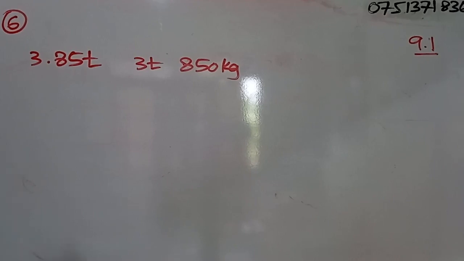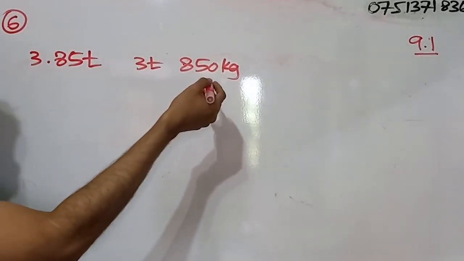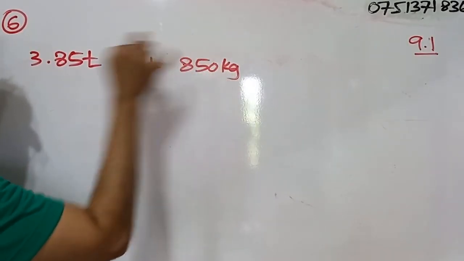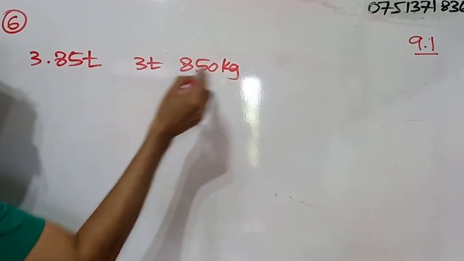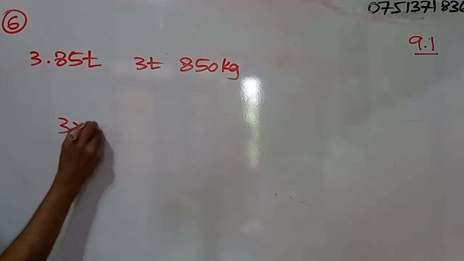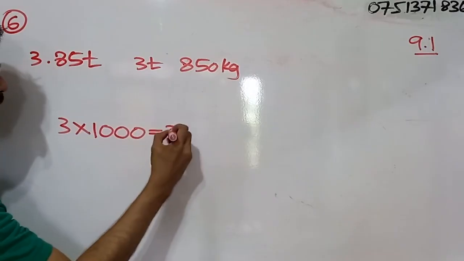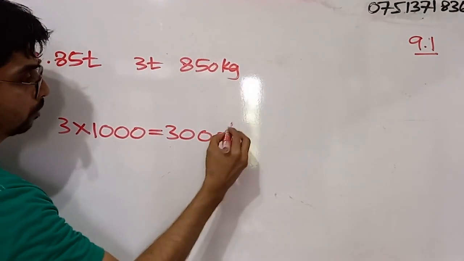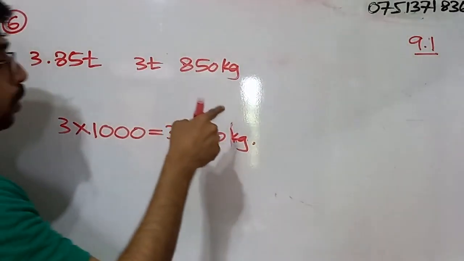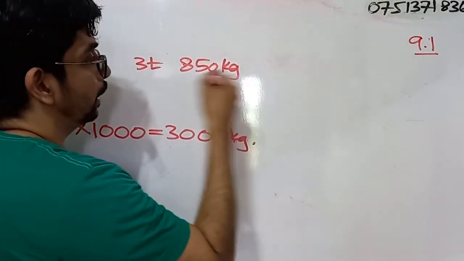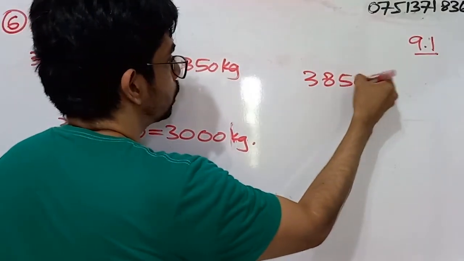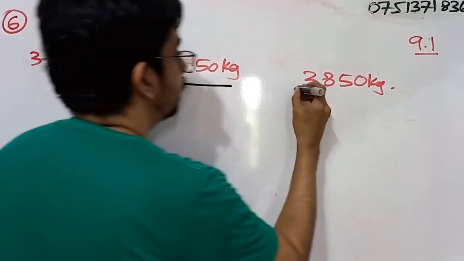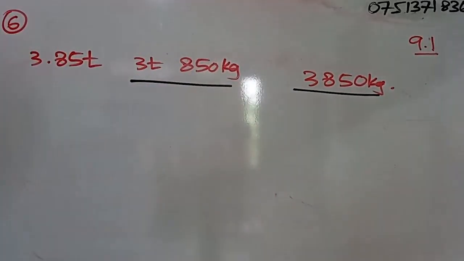Then the mass in kilograms. So we have to convert the entire amount into what? Kilograms. Now from here, we can see 0.85 is 850 kilograms. So 3 tons, what do we have to do? We have to multiply it by 1000. So this becomes 3000 kilograms. So to that we have to add another 850. So this becomes 3850 kilograms. So that is the answer. So these are the things that they ask from us.